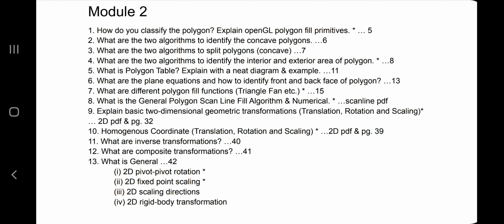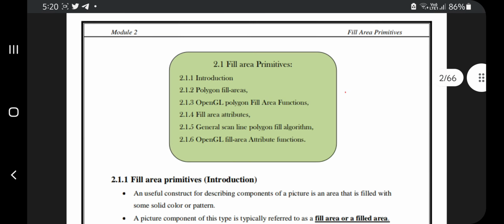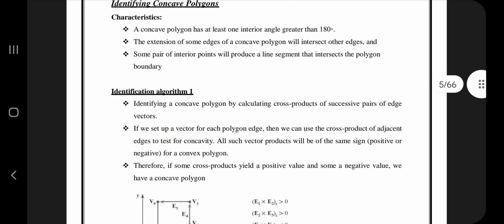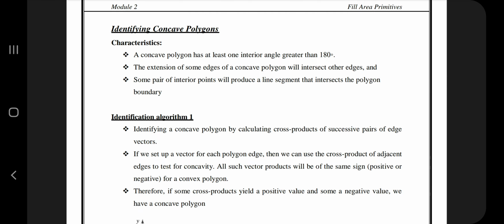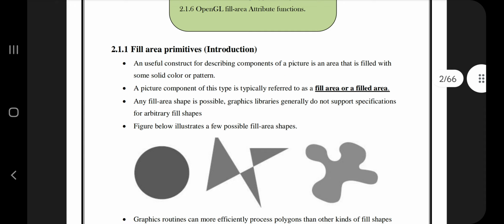Okay. So the first question is, how do you classify the polygon? Explain OpenGL polygon fill primitives. This is a very repeated question. It's present at page number 5. Let's have a look. If you move to page number 5, it shows the identifying of the concave polygons. So the introduction to polygons starts from here actually.